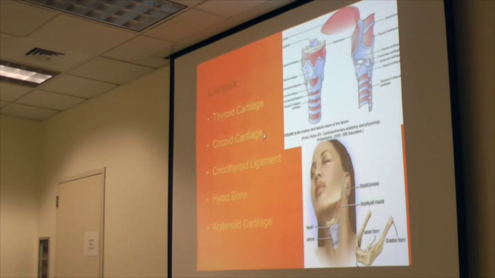There's another cartilage listed next. It's the cricoid cartilage. It's below the thyroid cartilage. This cartilage is the only complete ring of cartilage in the larynx or trachea. Ooh, that would be a good test question, wouldn't it? What is the only complete ring of cartilage in the larynx or trachea? And your answer would be the cricoid cartilage. So it's the only complete ring of cartilage in the larynx or trachea.